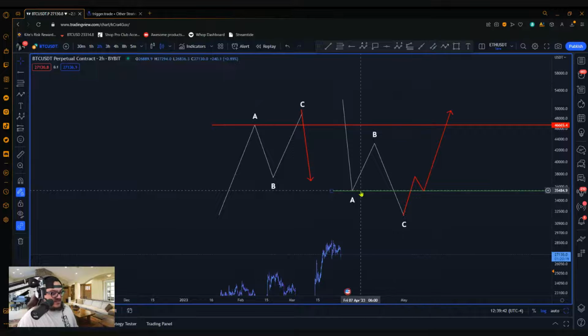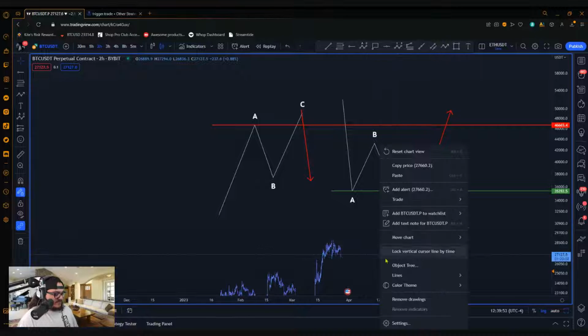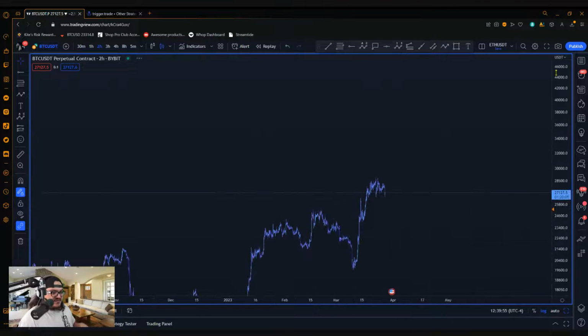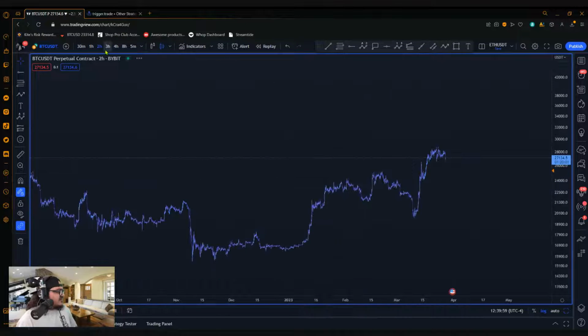I take my entries as soon as price crosses back into the range of the A wave, depending on which direction, above or below, and we look for possible reversals. So, without further ado, let's look at BTC.